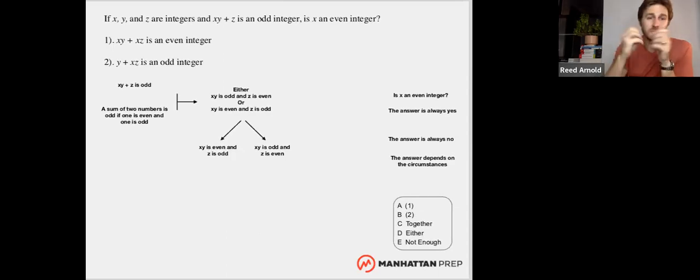So now let's break into these two worlds. Let's chase both of these rabbits. Let's first start thinking about the one where xy is odd and z is even. Well, I know another rule about even and odd. A product is odd if both integers are odd.